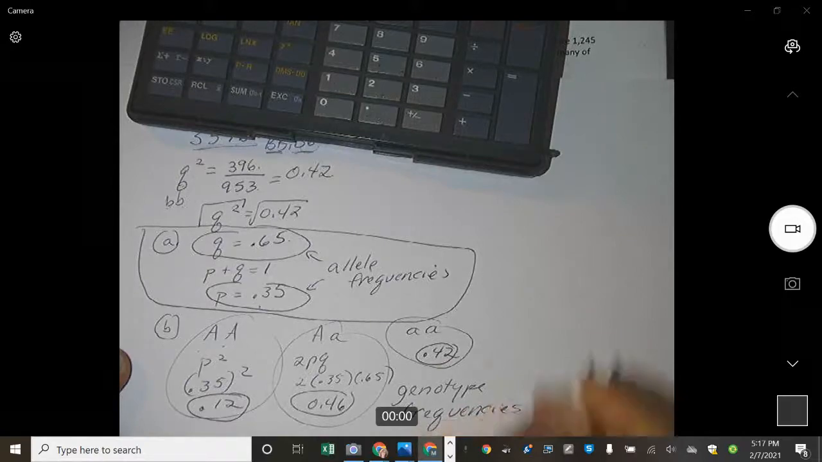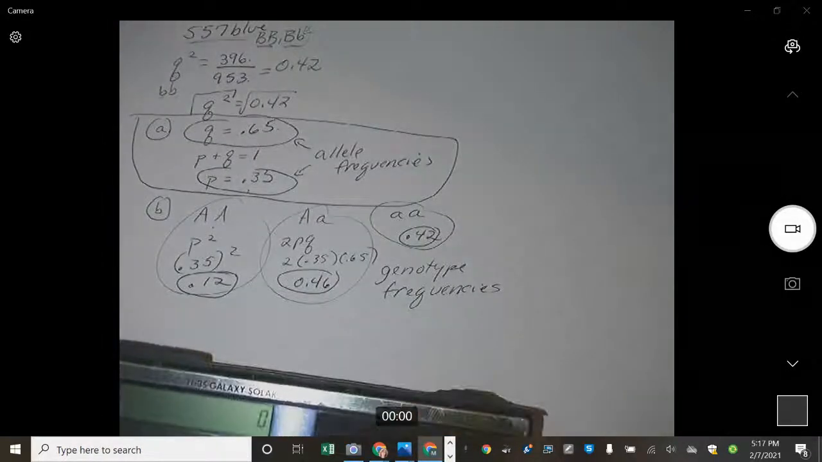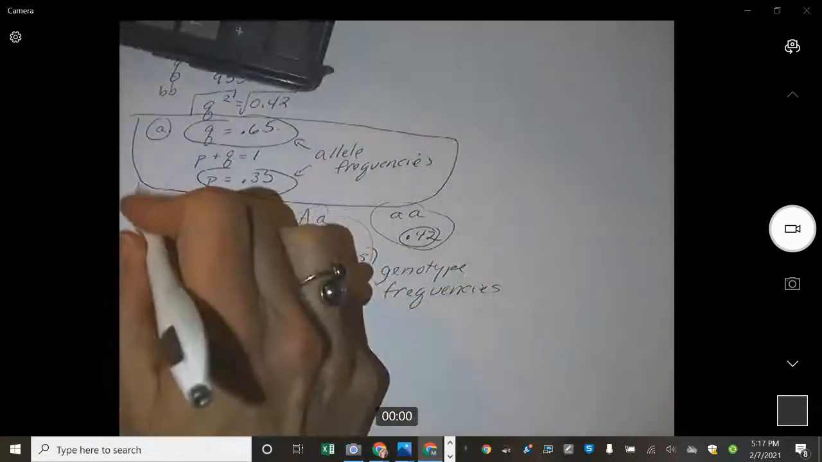And because it's so easy to mess this stuff up, I feel like it's always a good idea to add them up and see if they equal 1 or 100%. And I get 1, so that's good. So that's part B.